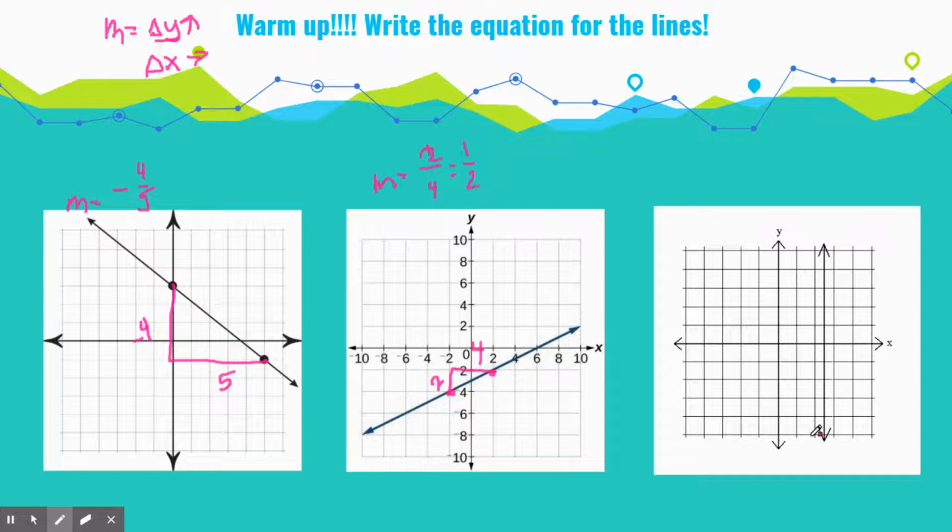All right, moving on to my next one. I have a straight up and down line. Who remembers what kind of slope a straight up and down line has? Remember, we have positive, negative, 0, and undefined. Which one is it? Good, this is an undefined slope.